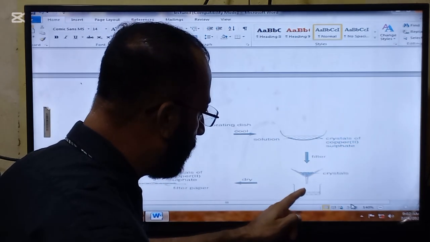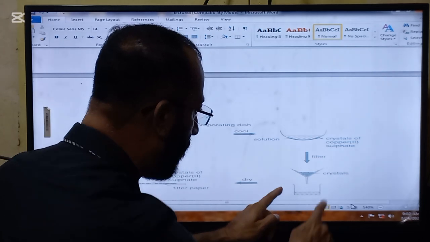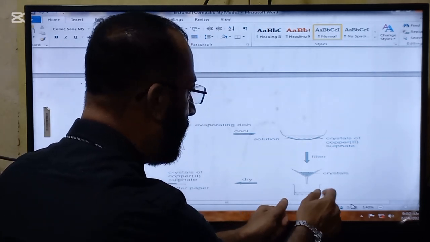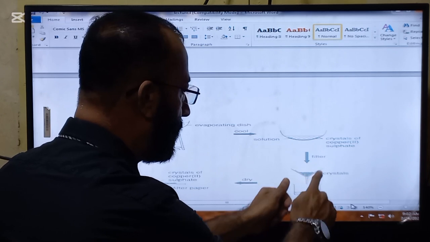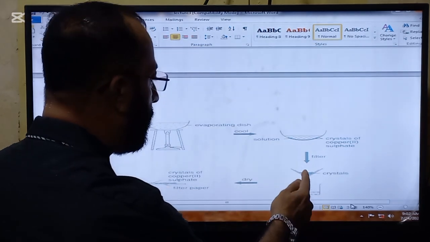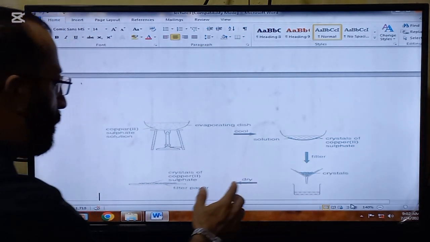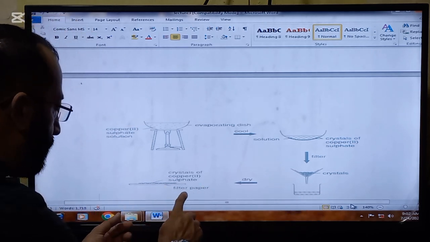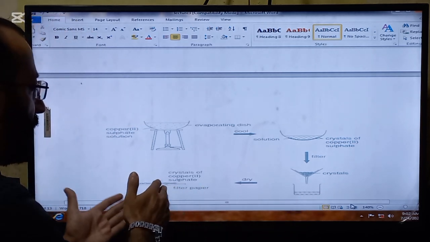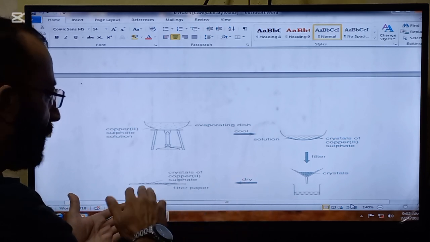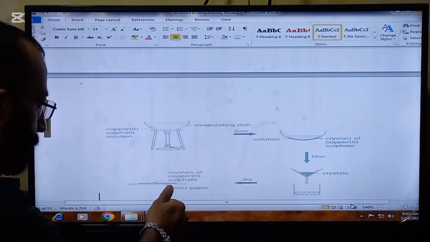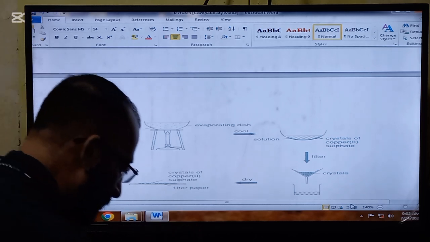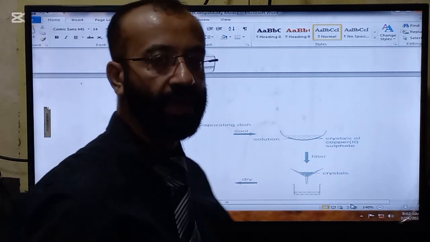So the solution will be poured into the tub that is placed below it, and crystals will be collected in the funnel. Then those crystals will be washed with cold water and dried with the filter paper. So this is how the pure crystals will be separated from the solution. So look now, the crystals of copper sulfate are obtained now. So this was the method.